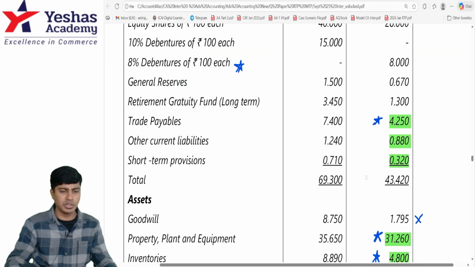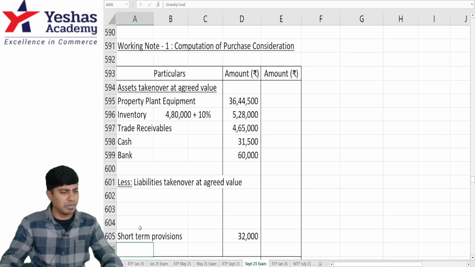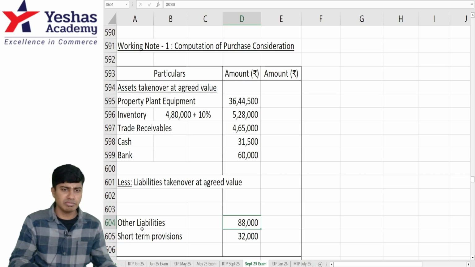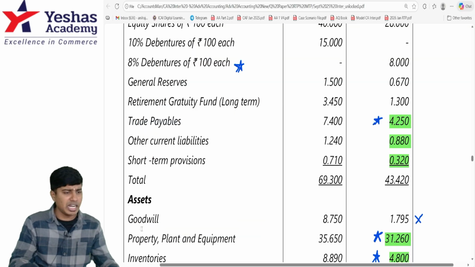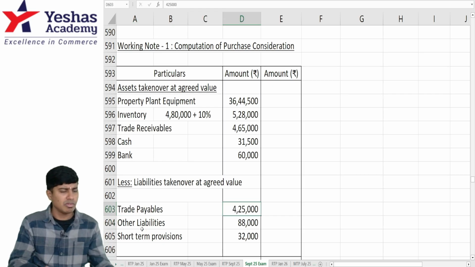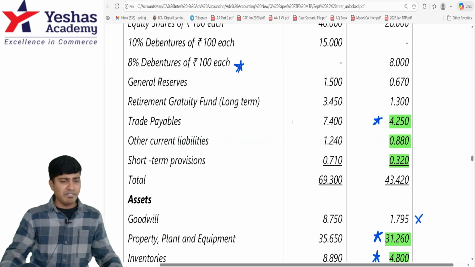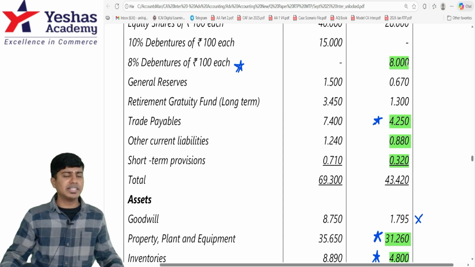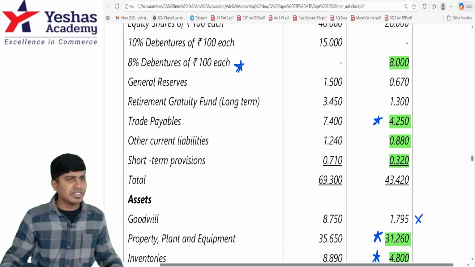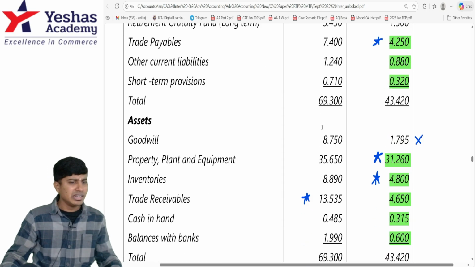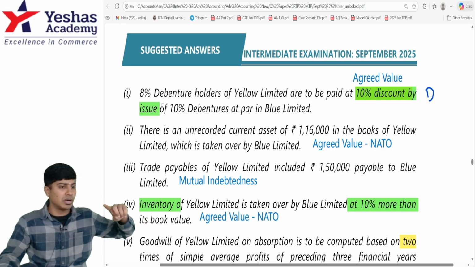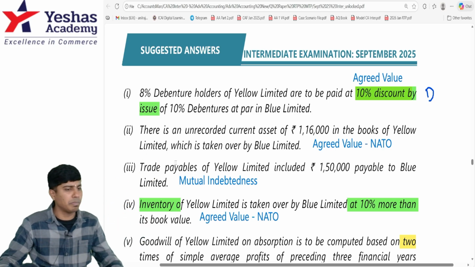Short-term provisions, 32,000. Then other current liabilities. How much? 88,000. Then we have trade payables. How much? Same, 4,25,000. We have debentures to take, which is debentures 8 lakh rupees, but that needs to be taken at a different value. Shall we change the value of 8 lakh and then take debentures? There is an adjustment. No, debentures are taken over at a 10% discount. They are redeemed at 10% discount and the new debentures are issued at par.